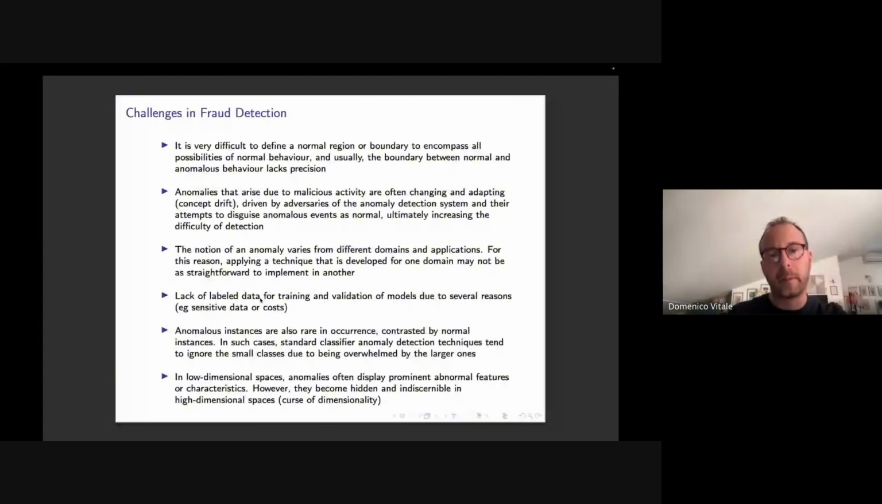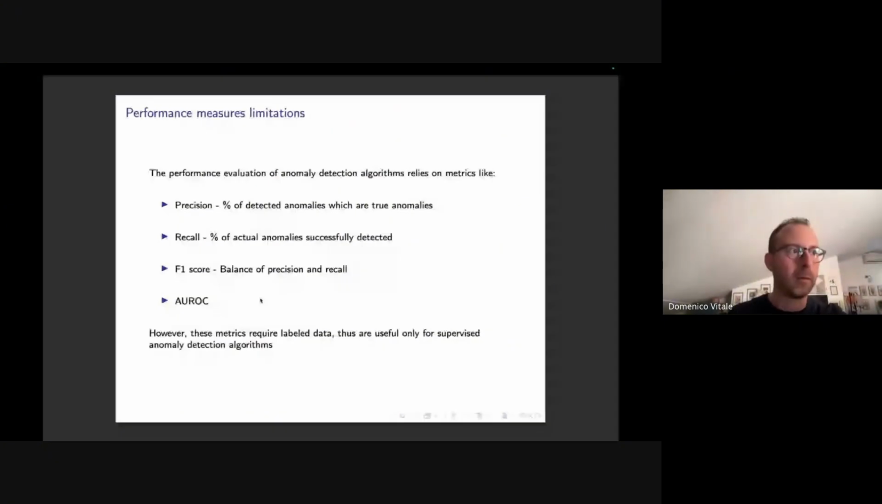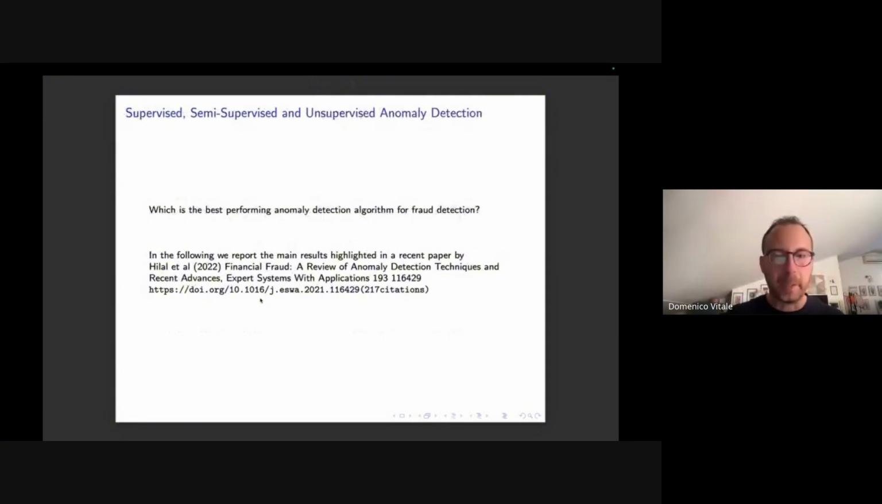This is related to the fact that we have no labeled data, so we don't know which records are related to the presence or absence of fraud, and it becomes difficult also to evaluate the performance of any outlier detection or anomaly detection method. In fact, the standard metrics for performance evaluation, for example precision, recall, F-score, and area under the ROC curve, require the presence of labeled data. But without labeled data, such measures suffer and are not always representative of the performance of an outlier detection procedure. So the question is, which is the best performing anomaly detection algorithm for fraud detection for this specific case of analysis?